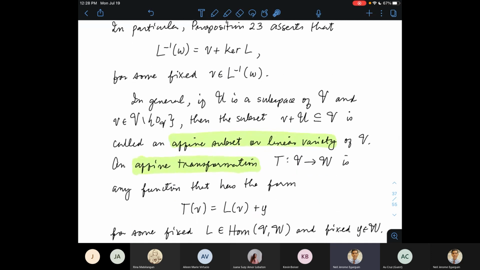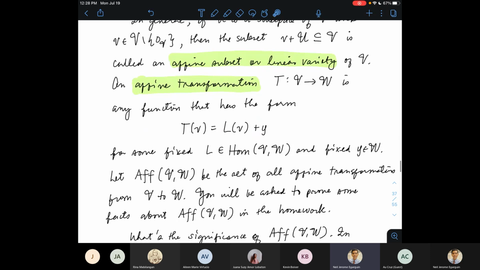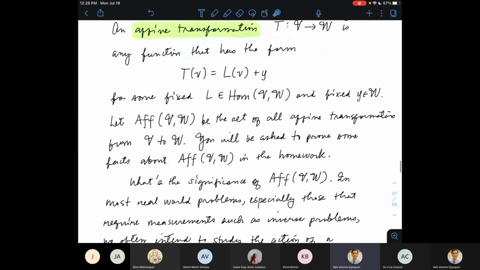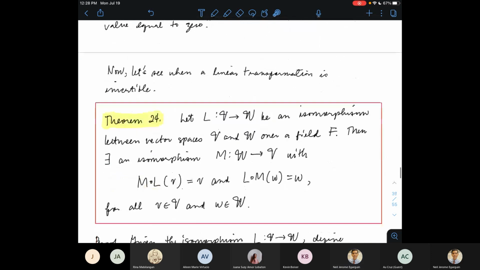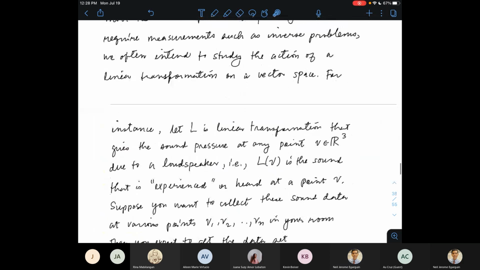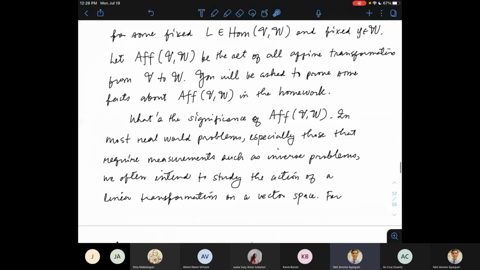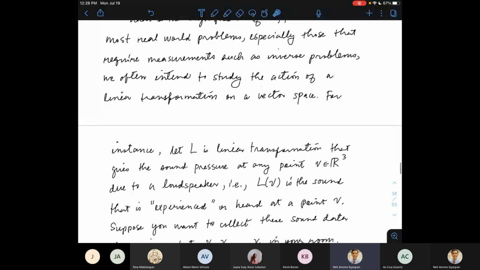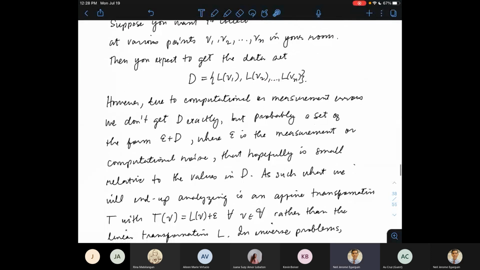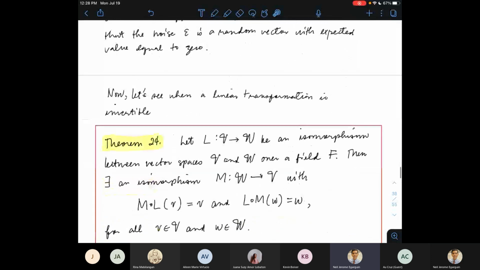But okay. I'll skip discussing the affine transformation. You can read it here. Though I think I made a false promise here. Let me see. Yeah, I said I'll ask you to prove some facts about the set of all affine transformations in the homework, but I forgot to include one. So yeah, that's just additional optional reading.